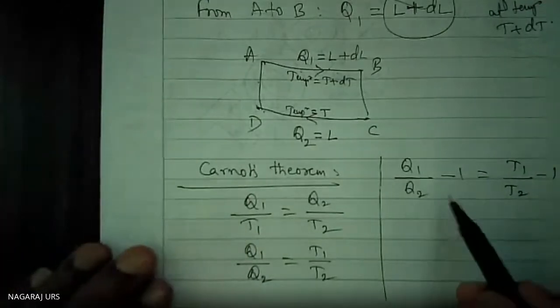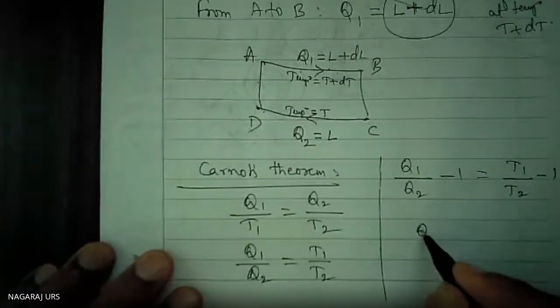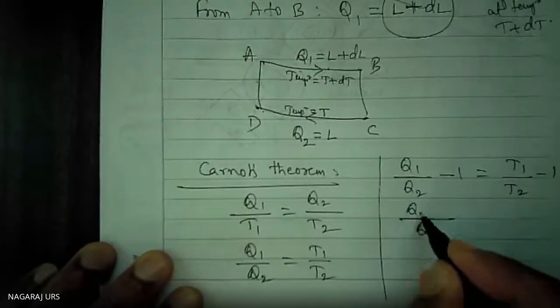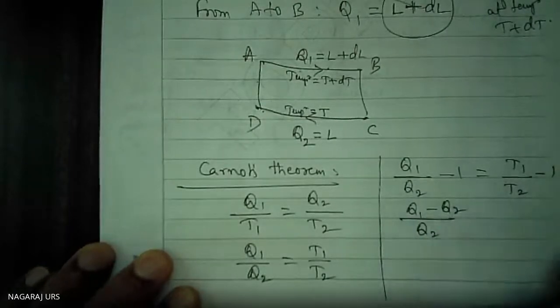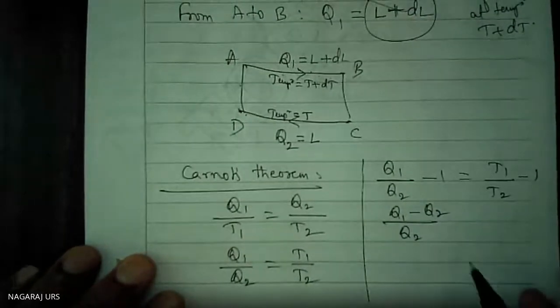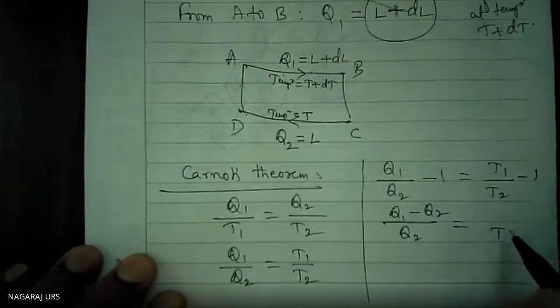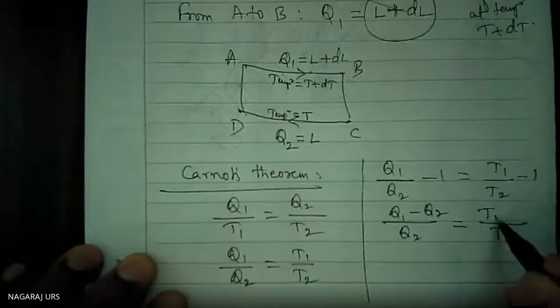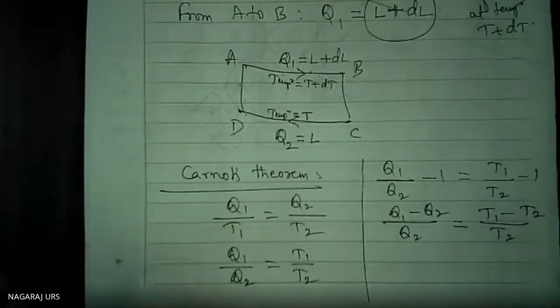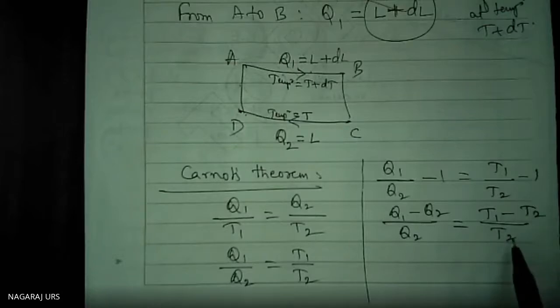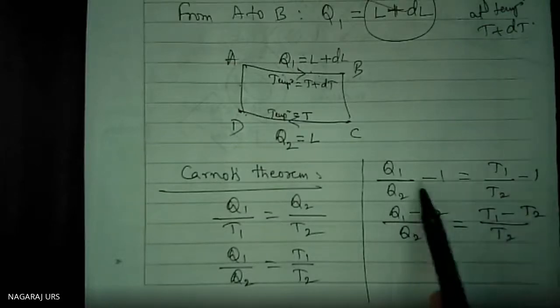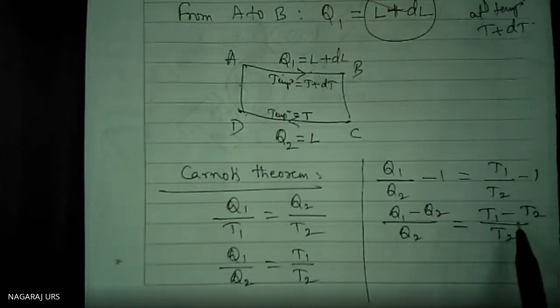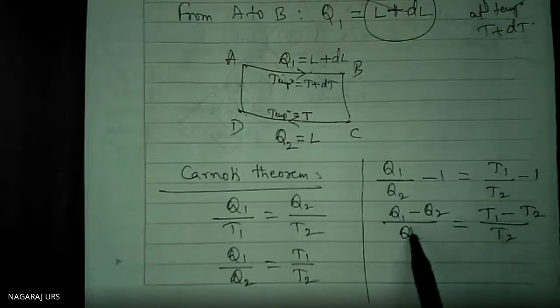Now, taking the LCM, choosing Q2, this is Q1 minus Q2, and that is equal to, here with T2, T1 minus T2. So Q1 minus Q2 divided by Q2 is equal to T1 minus T2 divided by T2. Just I have chosen the LCM, therefore you are going to get it like this.